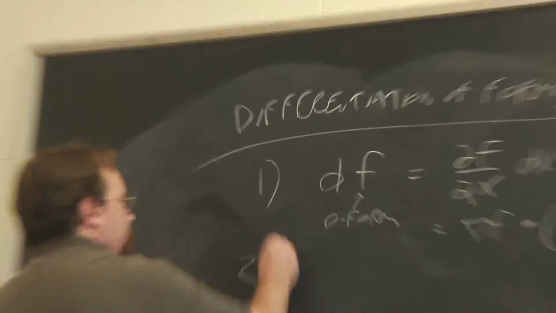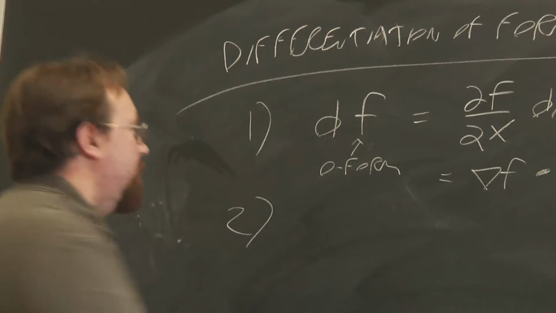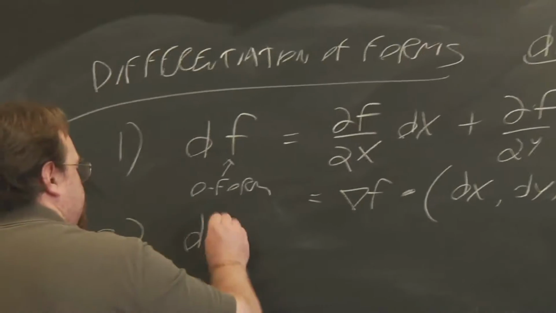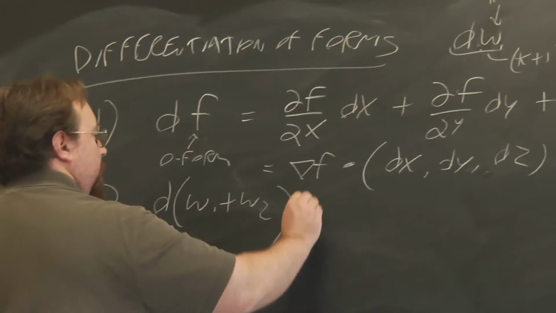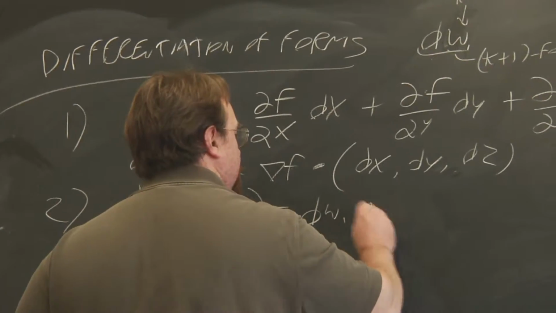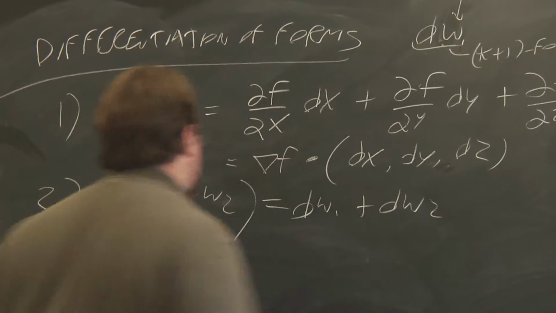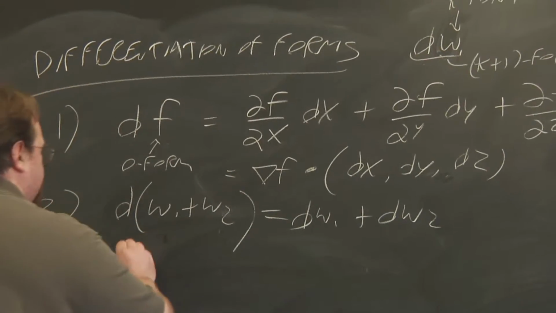The usual rules of linearity apply for differentiation. The derivative of a sum is the sum of derivatives. That's no different. So if you have a derivative of a sum of forms, you can just differentiate them individually and add the results. No surprise there. Also, again, you can treat functions as constants, if you will.